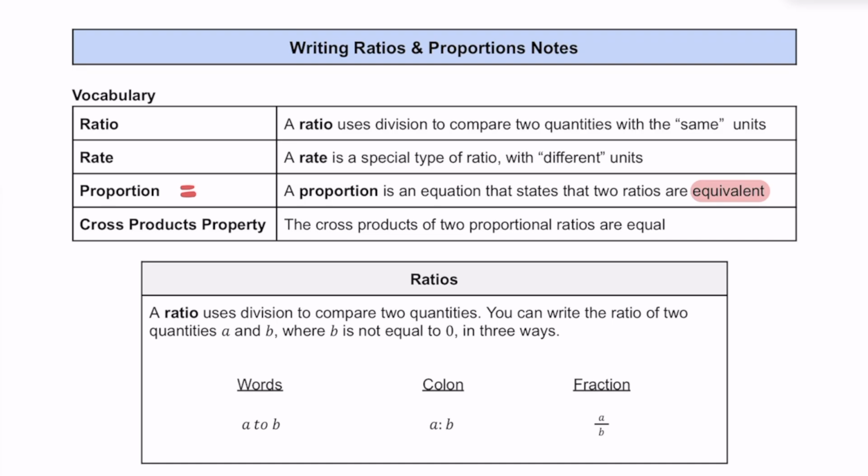Okay. Next, we have this thing called the cross products property. This is a property of proportions that says that if you multiply the diagonals of a proportion together, they will be equal to each other. I'm not going to talk too much about that yet, but when we get to some examples, I'll show you what I'm talking about there.